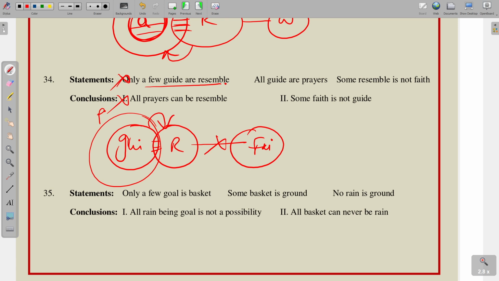Some faith is not guide. So some faith is not guide. So second one is also not follows. We don't have any particular relation between faith and guide. So second one is also not follows.